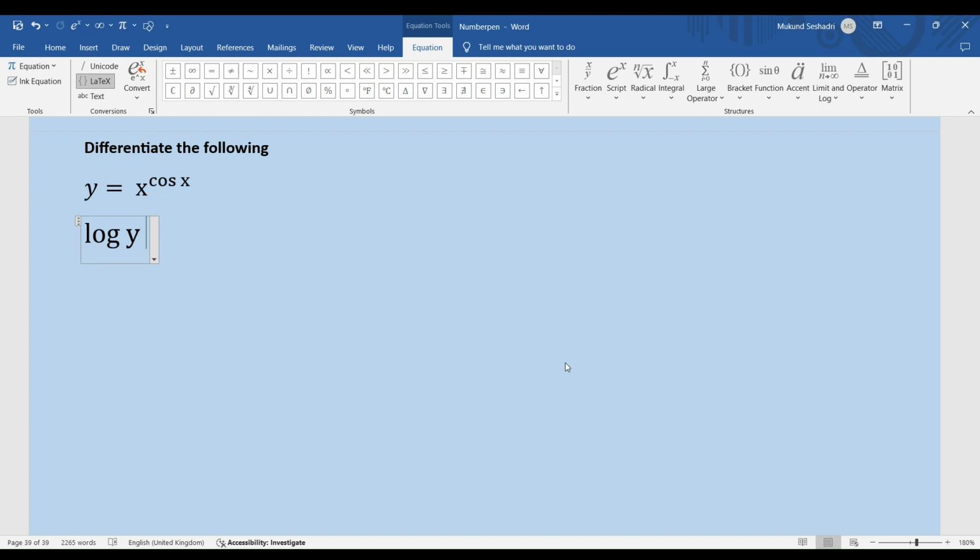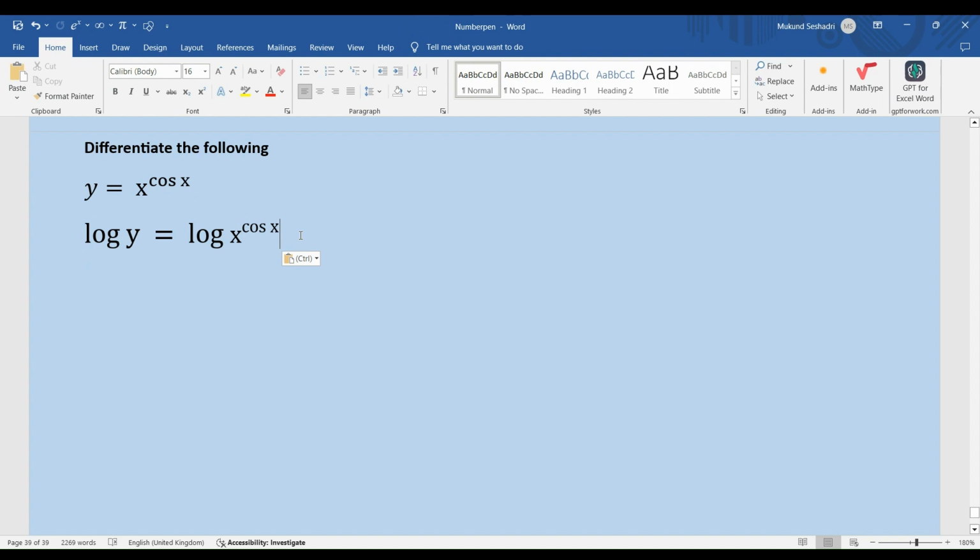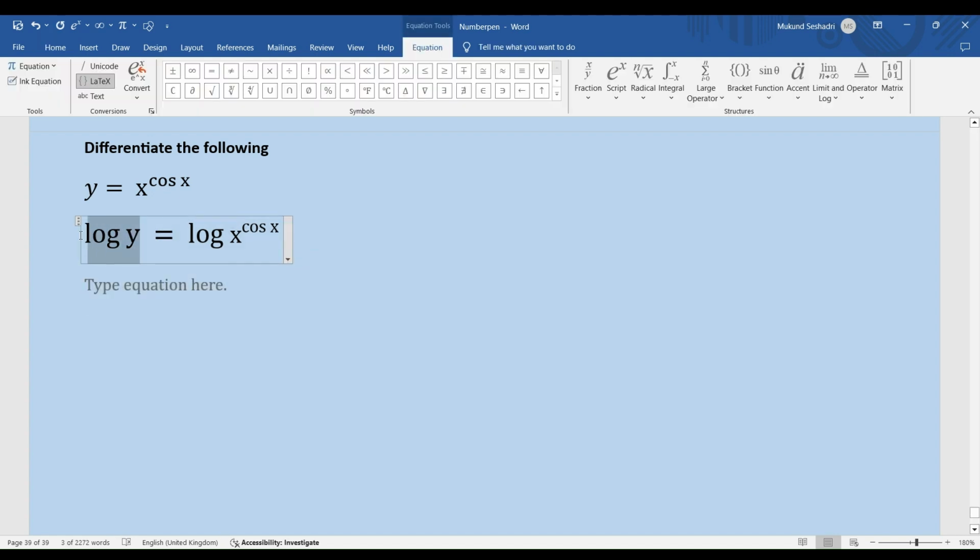So when I take a log on either side, my log y becomes equal to log of x to the power cos x, right? What we are actually doing is again simplifying the entire expression, but this time by taking a logarithm on either side. And why are we doing this? Because when I take a log on either side, my log y equals log of x to the power cos x, which is nothing but, we're quite familiar with this expression, cos of x log x, right?